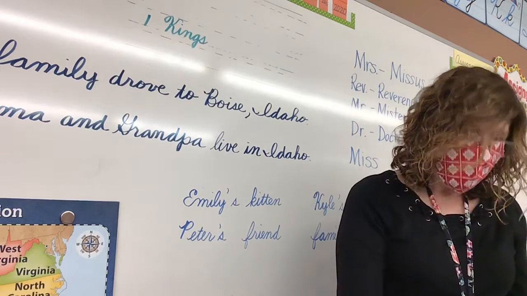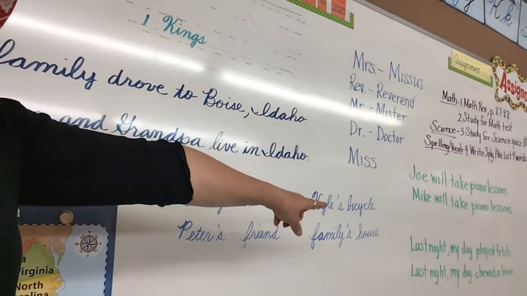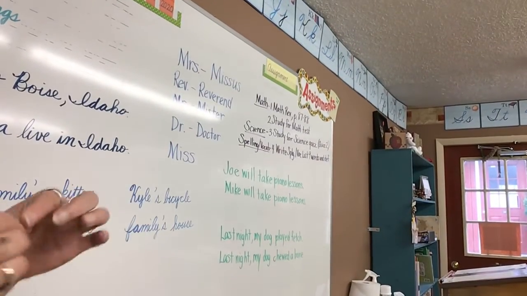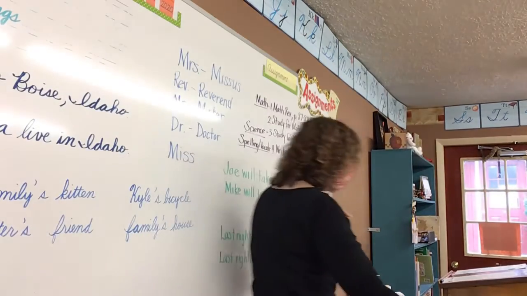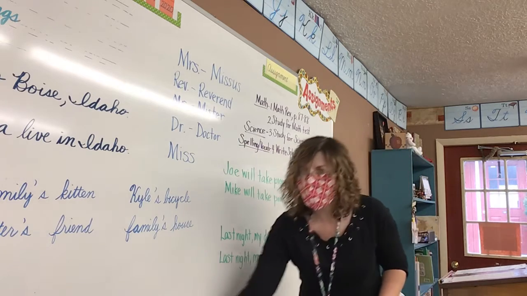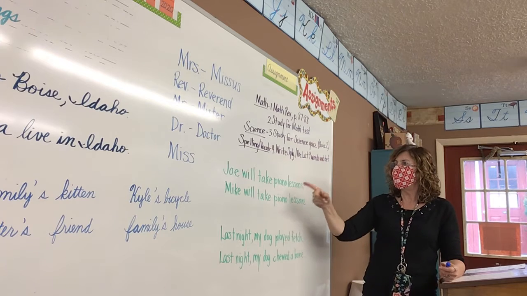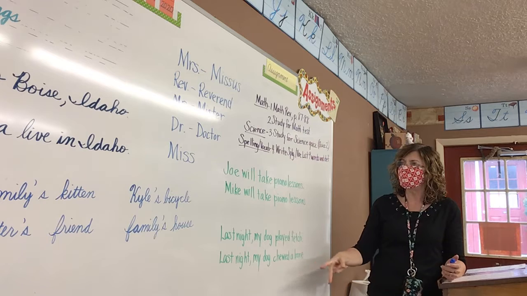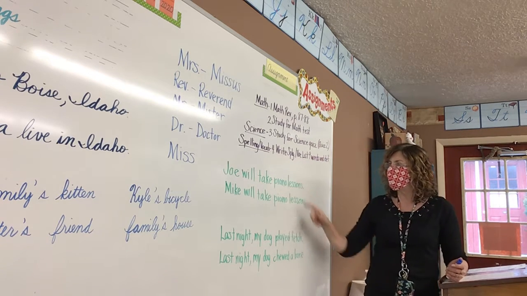Alright, then what I have over on this side of the board, eyes over here please, where you take two short choppy sentences and put them together to make one good sentence. Do you guys remember doing that? That will be on your test. So eyes up here. Alright, let's read the two choppy sentences. It says, Joe will take piano lessons. Mike will take piano lessons. Notice both of them say, will take piano lessons.